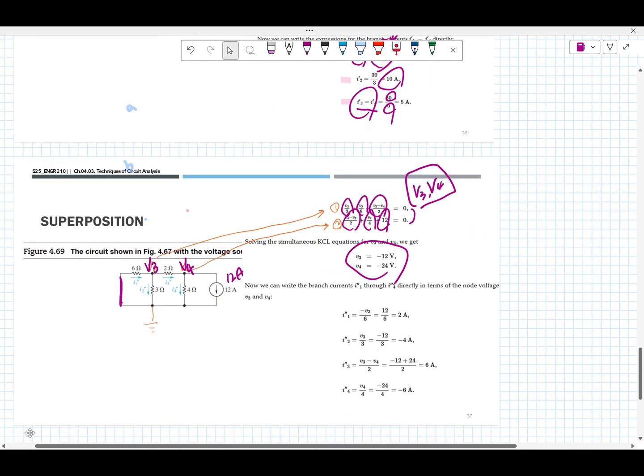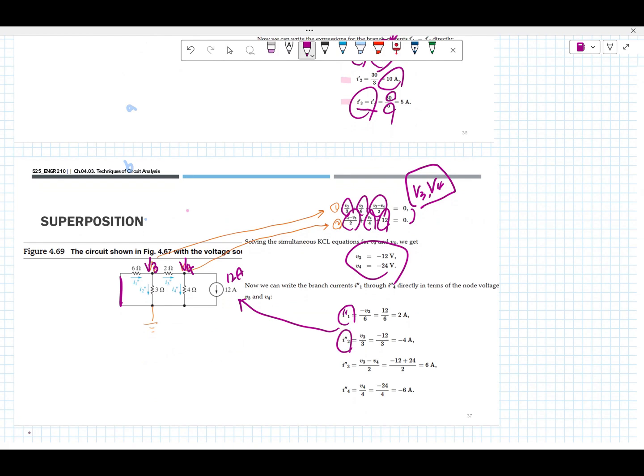So I sub 1 double prime is 4, which is the independent current source, and I sub 2 double prime is V sub 3 divided by 3, and I sub 3 double prime is V sub 3 minus V sub 4, divided by the resistor, Ohm's law, 6 amp minus the 6 amp.